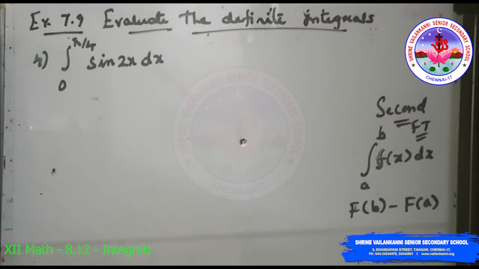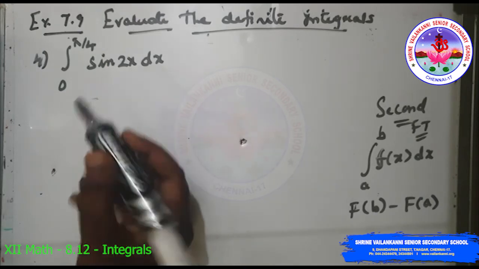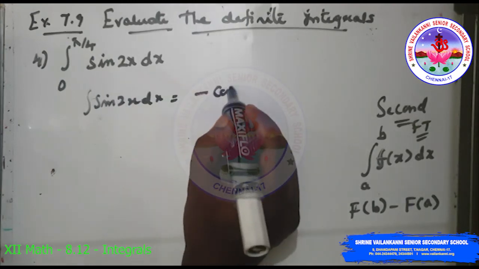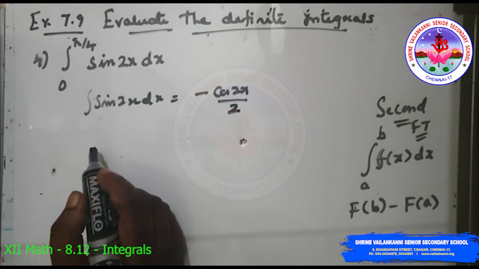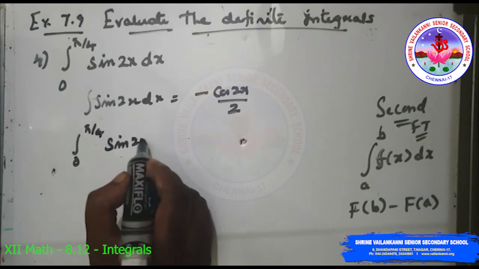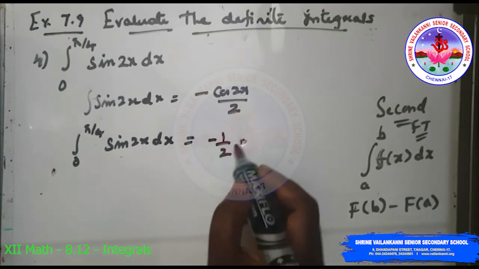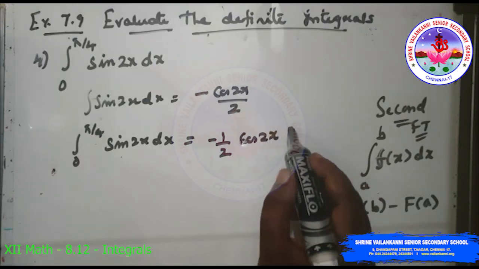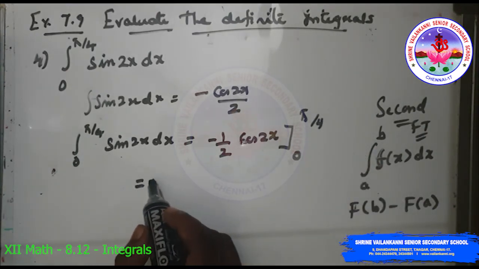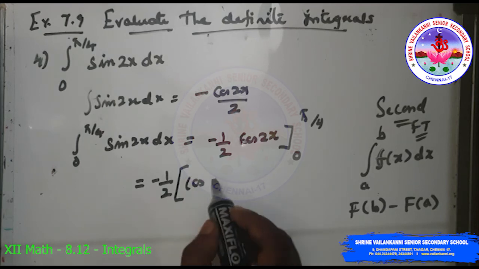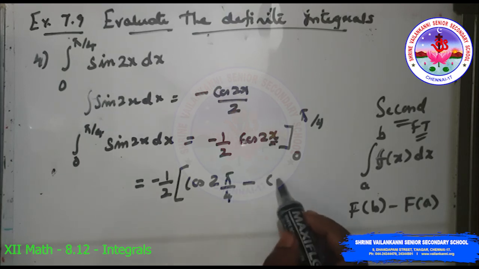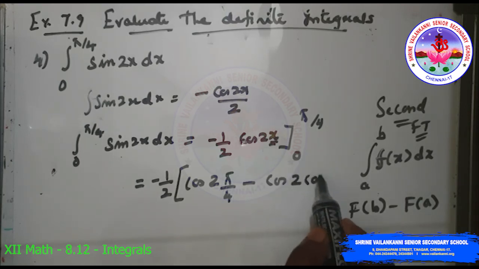Fourth one, integral of 0 to pi by 4 sine 2x dx. So integral of sine 2x dx is minus cos 2x by 2. So by second fundamental theorem of calculus, we have 0 to pi by 4 sine 2x dx is minus half of cos 2x, 0 to pi by 4. So upper limit minus lower limit. So minus half of cos 2 into, substituting x as pi by 4, so 2 into pi by 4, minus cos 2 into lower limit, which is 0.